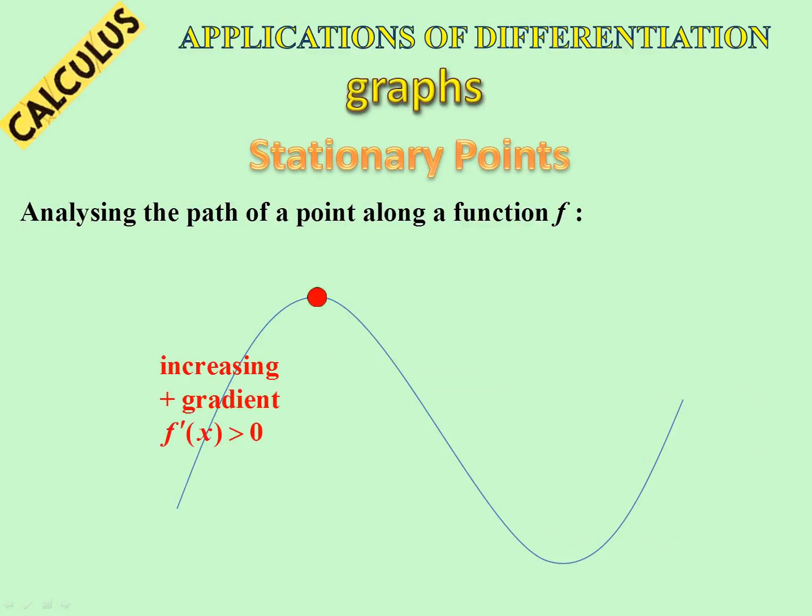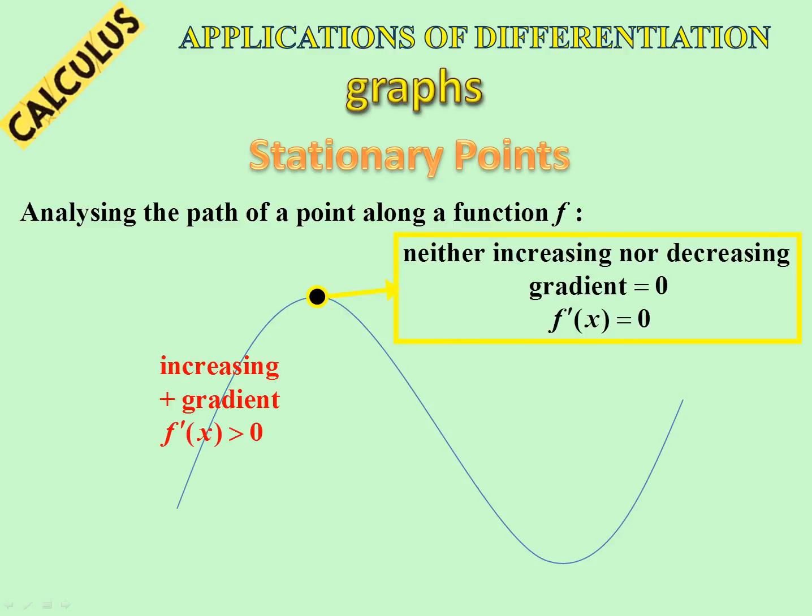So if you look, there's a positive gradient, increasing, climbing as we go to the right. At that point, it's neither increasing nor decreasing, so the gradient is zero. If you had to draw a tangent there, you have a horizontal line, and the gradient of a horizontal line: change in y is zero between 2 points on a horizontal line, so it's 0 over change of x, which is 0.